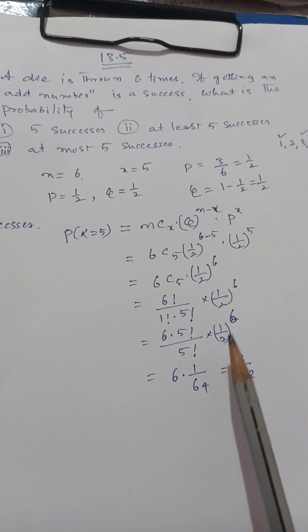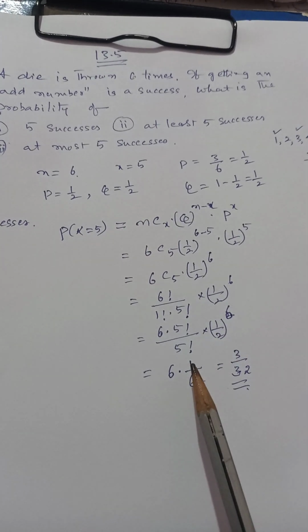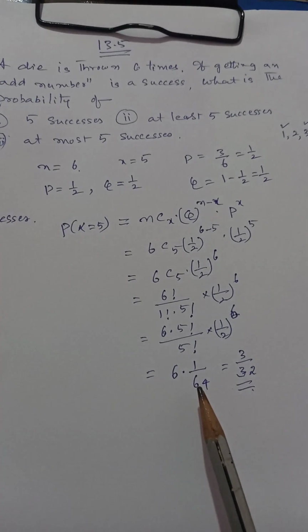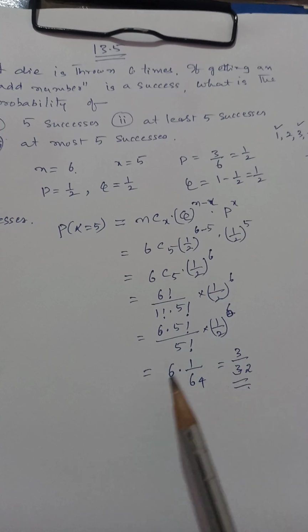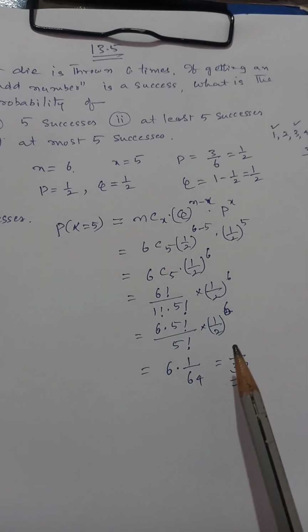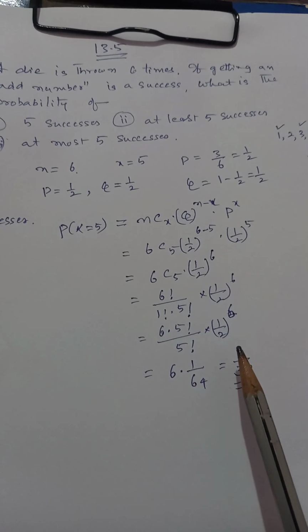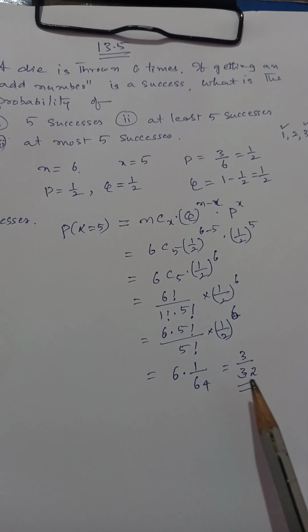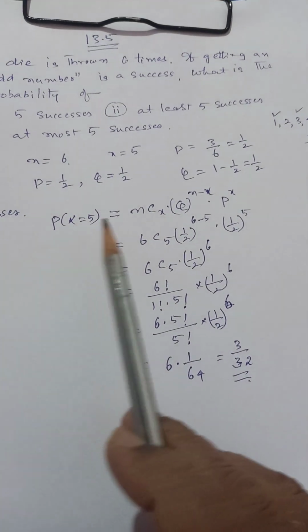Now 1 by 2 whole to the power of 6, that is 1 to the power of 6 is 1, 2 to the power of 6 is 64. So 6 by 64, divide this by 2, 2 3s are 6, 2 32s are 64. So we get this value, 3 by 32, is the probability of getting 5 successes.